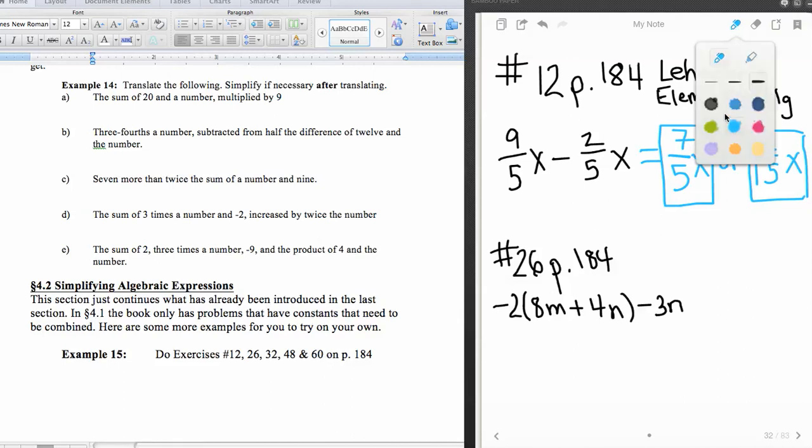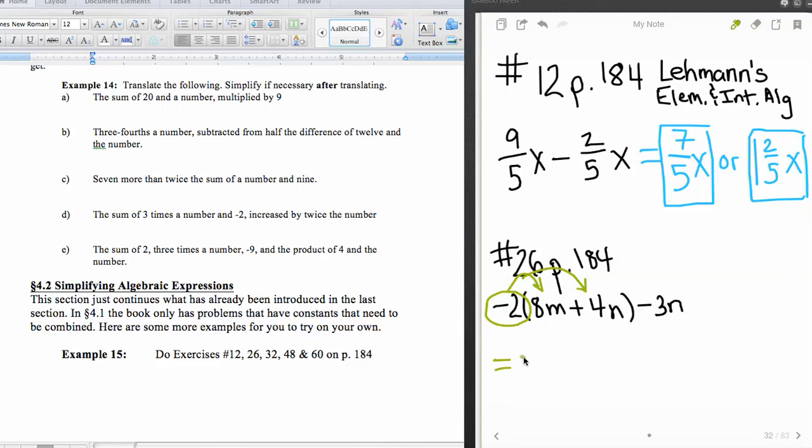All right, continuing on with our next one, problem number 26, we're going to be distributing this -2 across the parentheses. So we have a negative times a positive, which gives us a -16m, and then plus a negative times a positive, which gives us a -8n, and then plus, changing this subtraction here to addition, a -3n.